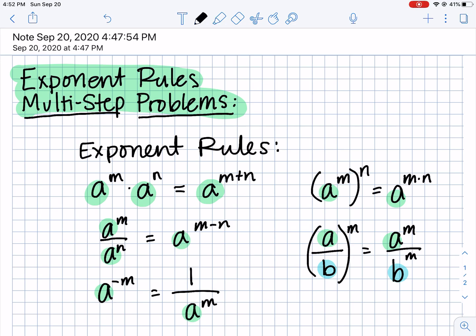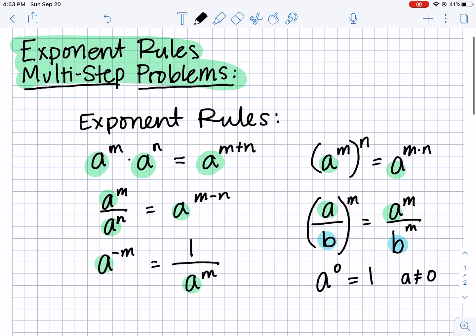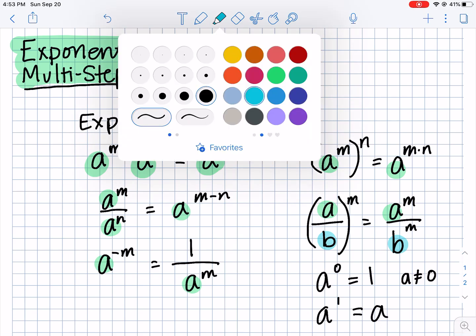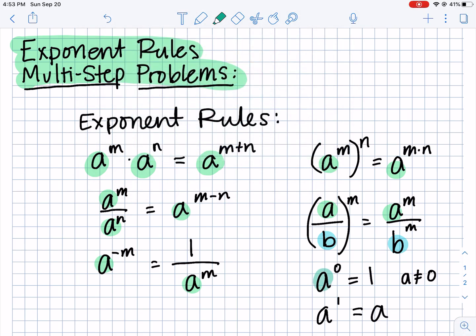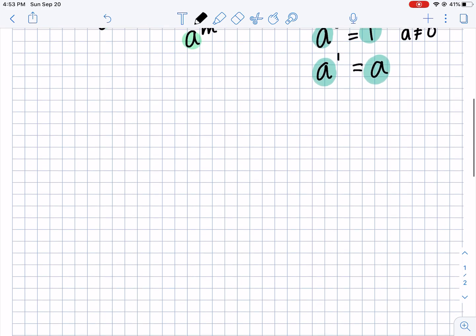So, one other rule, or actually two. Any number to the 0 power is 1, as long as that number is not 0. And if we have room for one more here, a number to the 1 power, well, that's just that number. So that can be kind of helpful. Any number to the 0 power is 1, and any number to the 1 power is that number. Okay, so let's get into these multi-step problems now that we have reviewed our exponent rules.